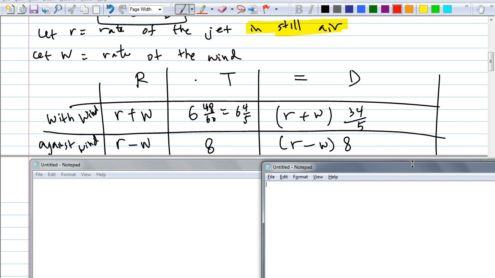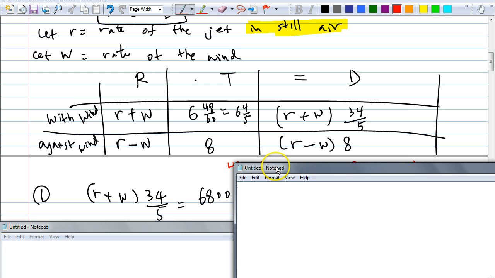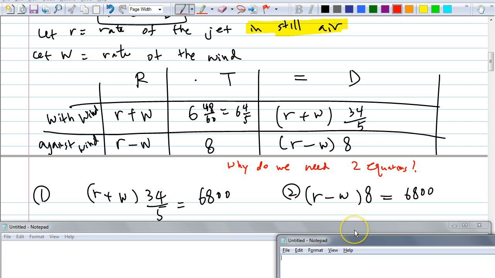Well, let's read the question again. It says a jet can travel what? What's the distance that you're traveling? 6,800. Oh, Victor, you have an idea? What do you think? Would it be R plus W times 34 over 5 equals 6,800? Exactly. Didn't you get that? What about the other equation? Audrey? R minus W times 8 equals 6,800. Yeah, exactly. There you are.